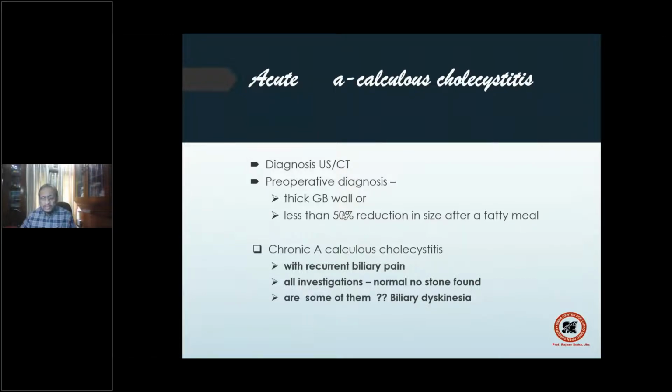But that's usually not the case because the patient is so severely ill. So a thick gallbladder wall more than 4 millimeters would be a pointer even without the presence of a stone. And obviously, acalculous cholecystitis would be without a stone.